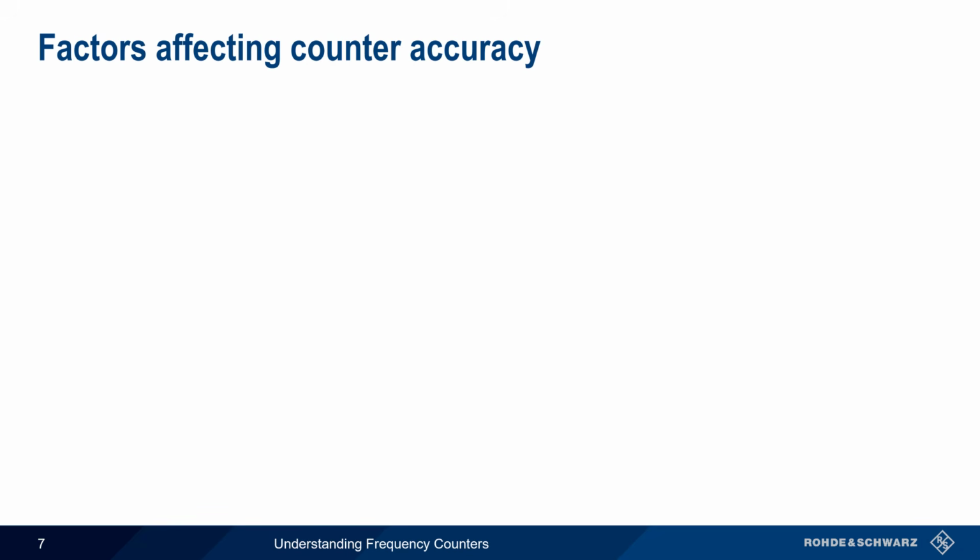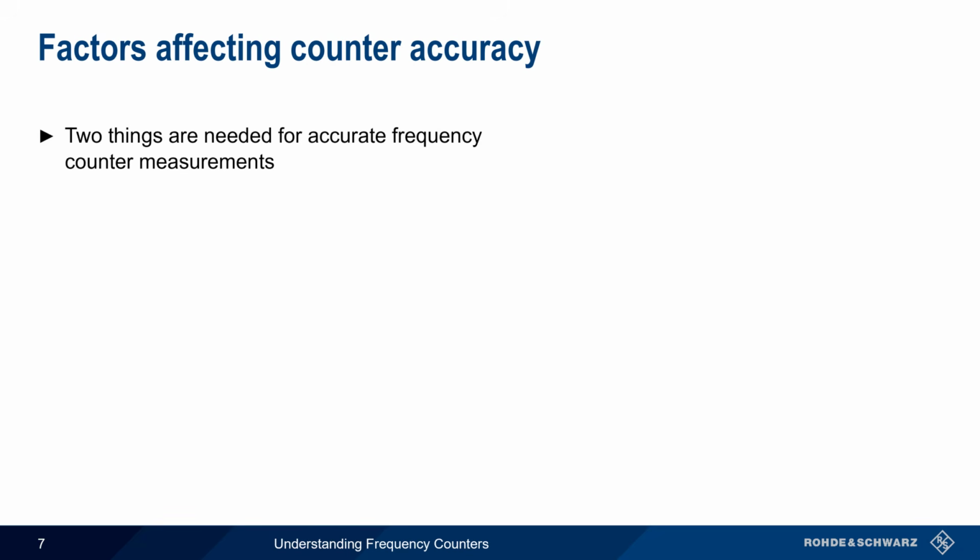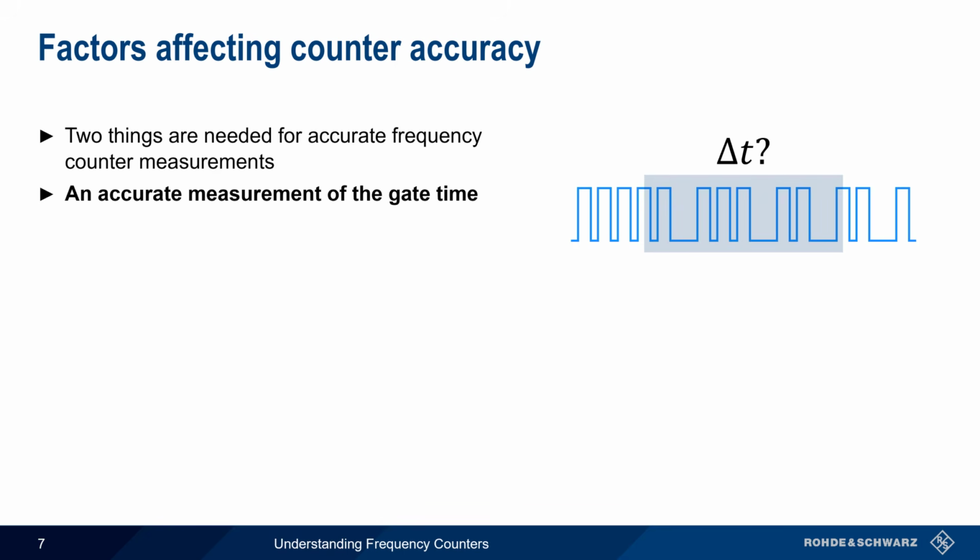Regardless of gate time, the inherent accuracy of a counter depends on two factors. The first of these is an accurate measurement of the gate time, that is, how long was the gate open. This is largely a function of the counter's time base, something we'll discuss in more detail on the next slide. An inaccurate or unstable time base can lead to a gate time that's either not known and/or not stable, which will affect the number of cycles counted.